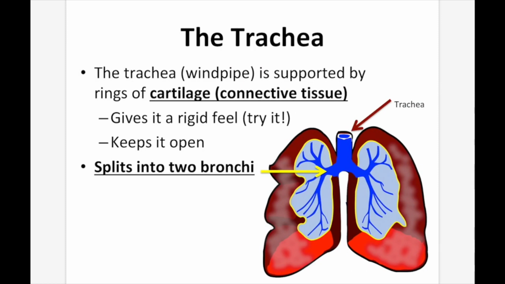So let's break down each of these major structures. So first up, the trachea. The trachea, otherwise known as the windpipe, is supported by rings of cartilage. This is connective tissue, and it gives it a rigid feel, and you can actually feel this. So if you rub your neck up and down, you can feel these ridges in your neck, and that is actually the trachea, the cartilaginous rings of the trachea. Now the trachea eventually branches off into our two bronchi, which we see here and here.